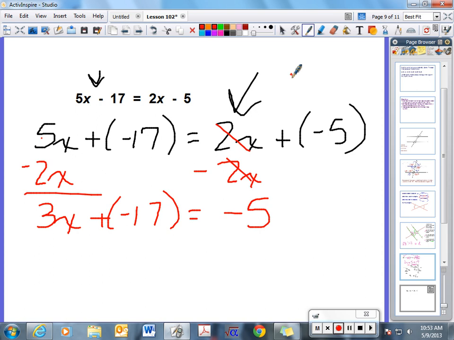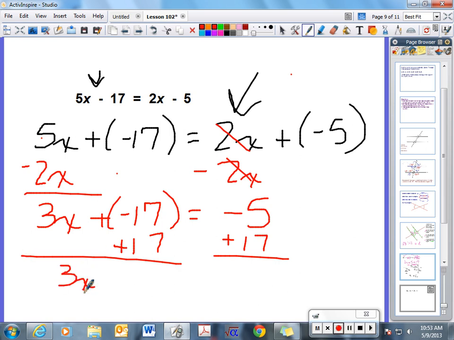Okay, now I've got to deal with the negative 17 and try to get that to 0. So I'm going to add 17 to this side, which means I add 17 to that side. All right, so that leaves me with 3x over here. It's 3x plus 0, which is 3x. Negative 5 plus 17 would be positive 12. I divide each side by 3, and x equals 4.